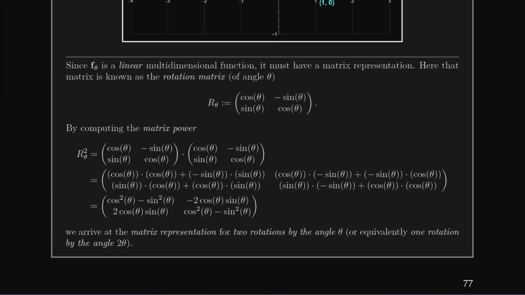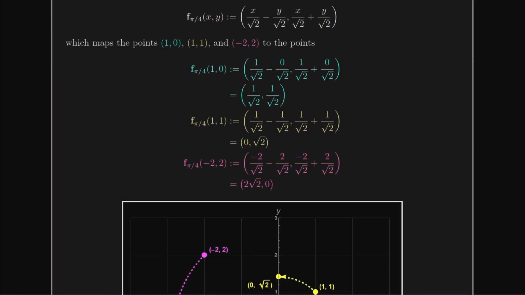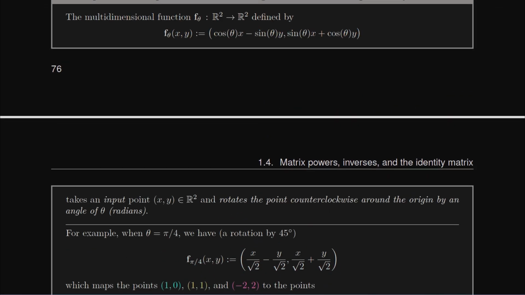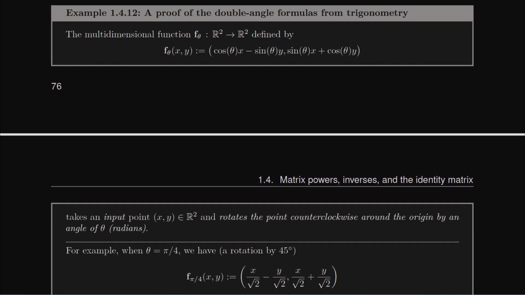So how could we prove it? Well, you can prove it directly using trigonometry. That maybe would have happened if you've taken a course in trigonometry, but matrix powers allow us to prove this more directly. So let's think about the following function. We've got this multidimensional function f sub theta. And this function is going to map two-dimensional space to two-dimensional space.